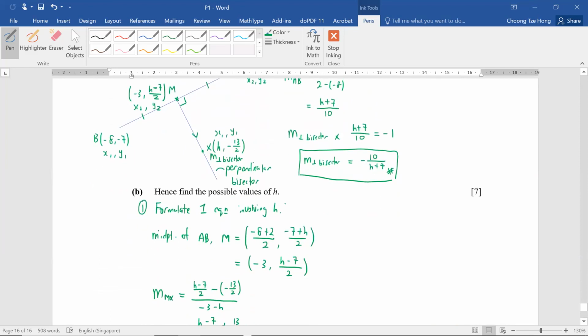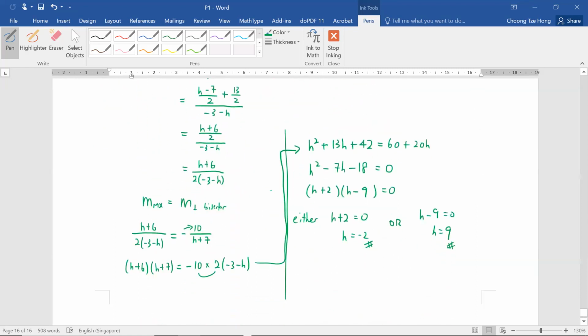For the second part, always remember, if you want to find the value of one unknown, always think about formulating one equation. In this case, the equation will come from equating the gradient of MX and the gradient of the perpendicular bisector. There's really nothing much else that can be done. So I think this will be the easiest way to solve the question, right?